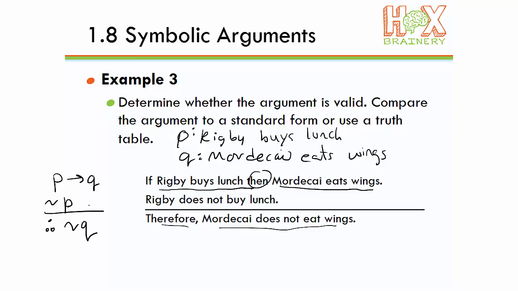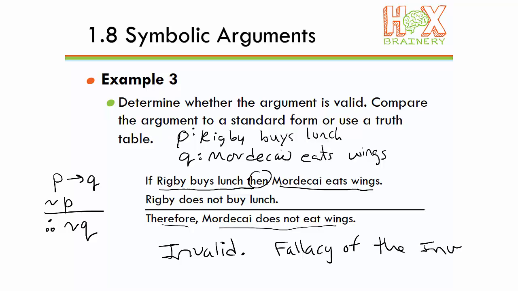If Rigby buys lunch, then Mordecai eats wings. Rigby did not buy lunch. Therefore, Mordecai does not buy wings. Well, maybe Mordecai still buys his own wings for lunch. But we're not going to guess. We're just going to see, does this match one of the standard forms? Or can we use the truth table to test this? And in this case, this is an invalid argument. This is invalid because it's the fallacy of the inverse. So it's a standard form, so we don't have to do the truth table for this example.